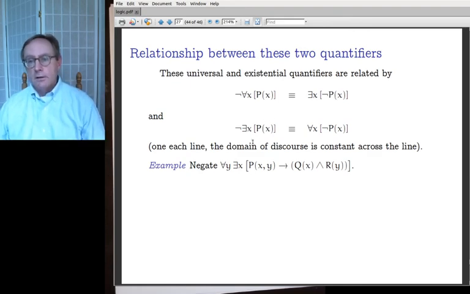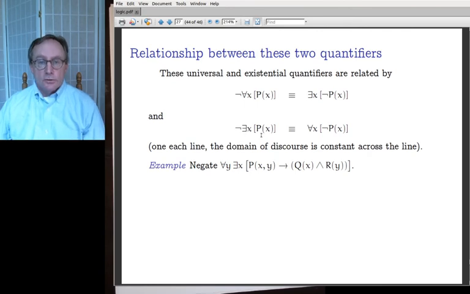Let's try the next line. If I say there exists an x, p of x, and then negate it, that's the same thing as saying for all x, not p of x. So let's take an example. If I say, there exists a car with 5 wheels, and then say, no, that's not true. It's not true that there exists a car with 5 wheels. That's the same thing as saying for all cars, it's not the case that they have 5 wheels.